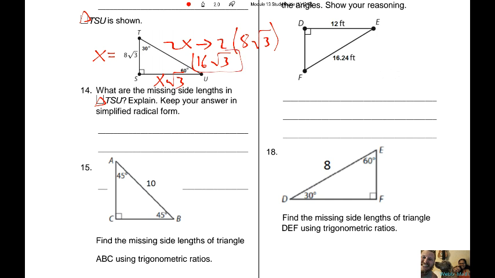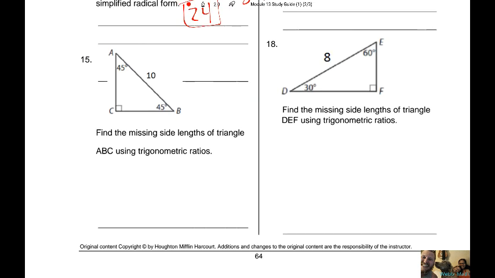Nice. So we got the hypotenuse. Let's go ahead and substitute in here 8 square root of 3 being multiplied by the square root of 3, which is really just 8 times 3, right? Which is 24. So we just found our 2 missing pieces.